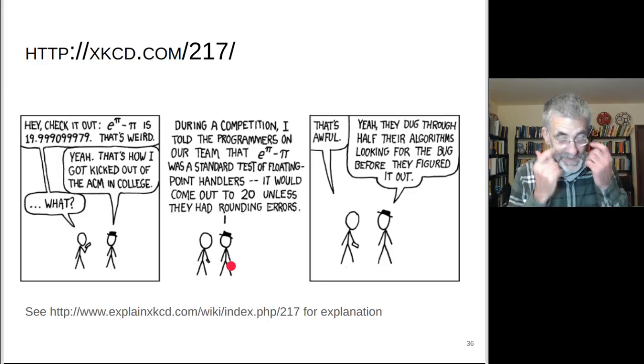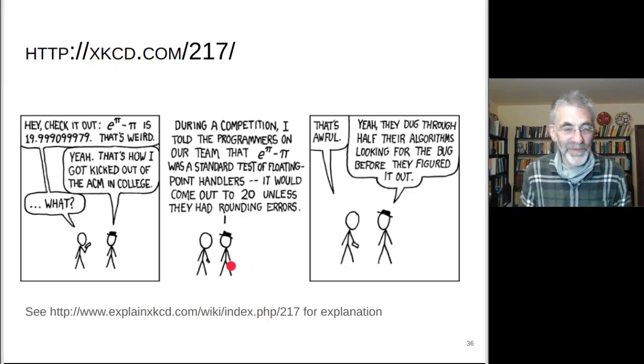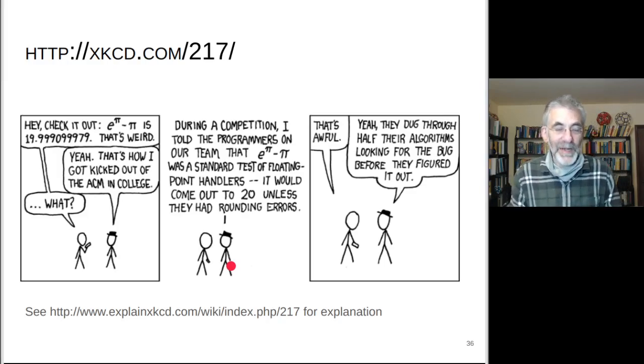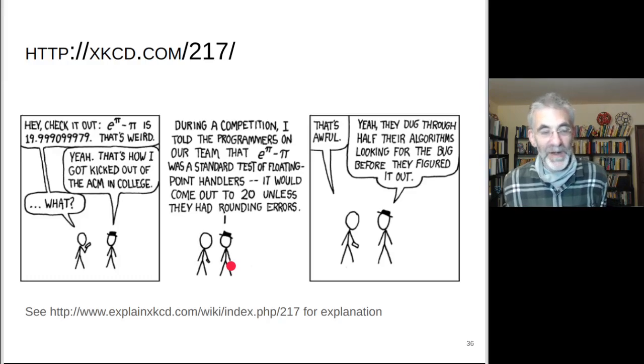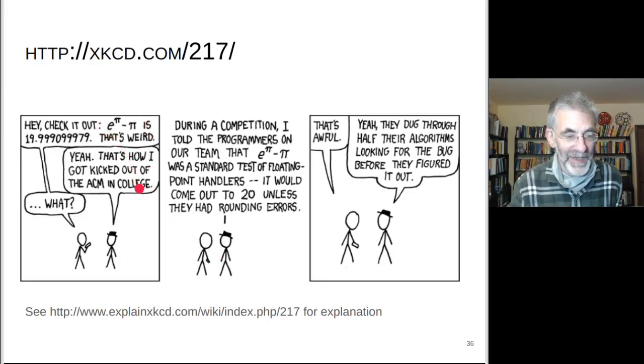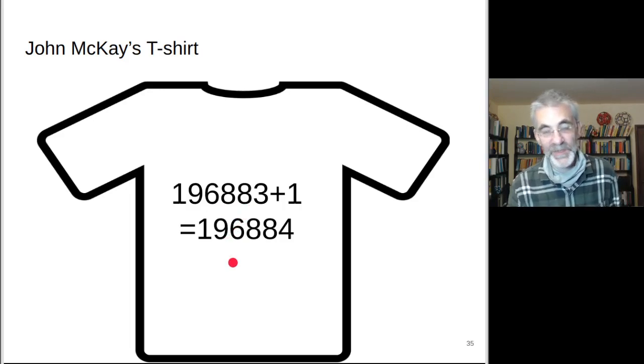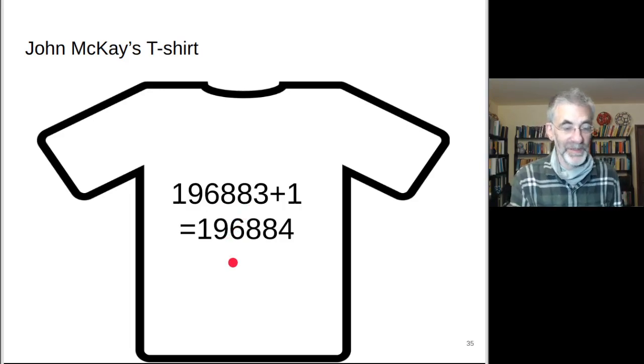And for some time, when John McKay first pointed this out, several people said it was just a meaningless coincidence: if you get lots of numbers, then every now and then two of them will be really close just by coincidence. For example, e to the pi is very close to being pi plus 20, as explained in this XKCD comic. And maybe 196883 and 196884 are close just as a random coincidence.